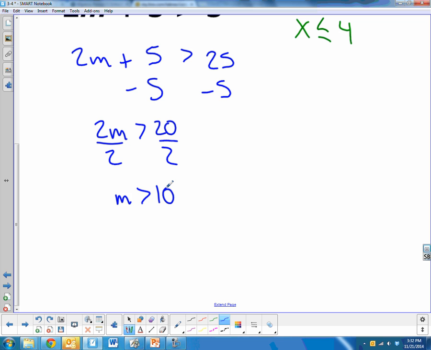Now I realize I didn't graph the top one, but we've done enough graphing that I'm going to assume that you can do that one on your own. M is greater than 10. 9, 8. If m is greater than 10, my arrow is going to go in that direction. 11 is greater than 10. 12 is greater than 10. But m will never equal 10.